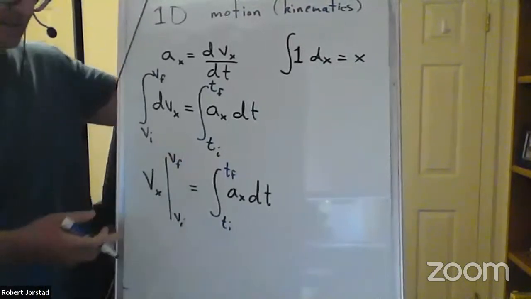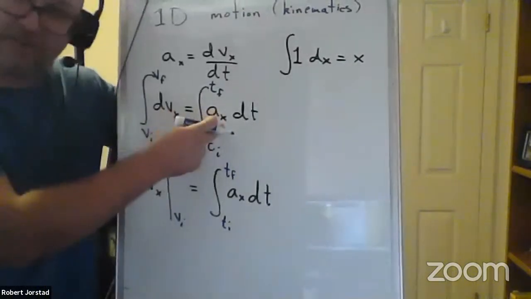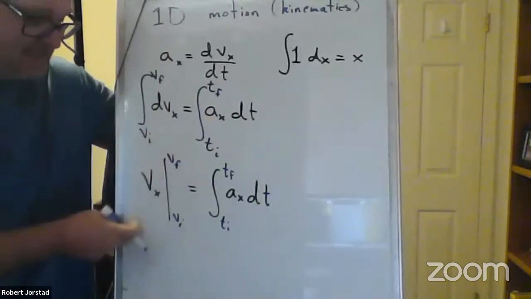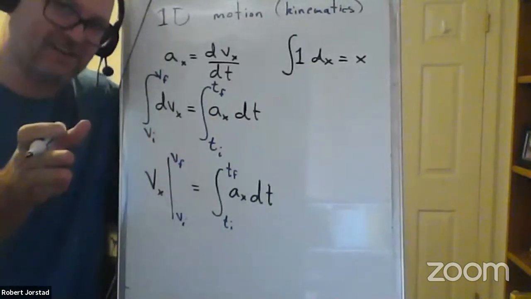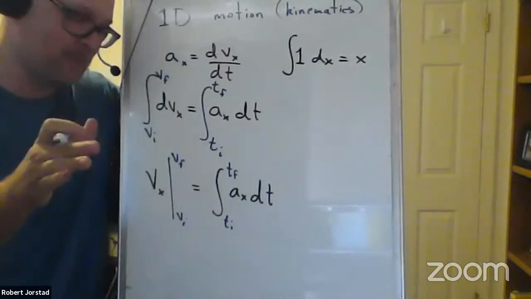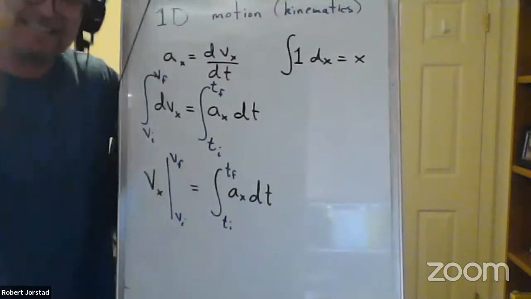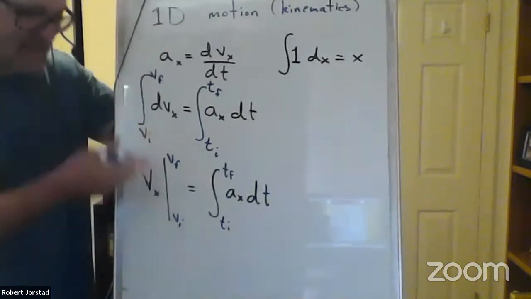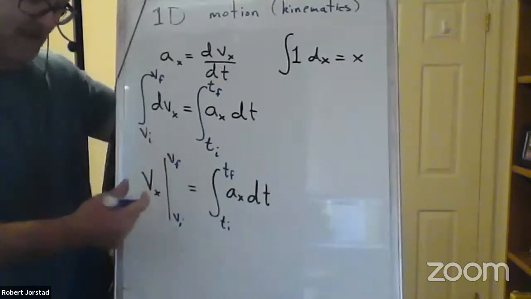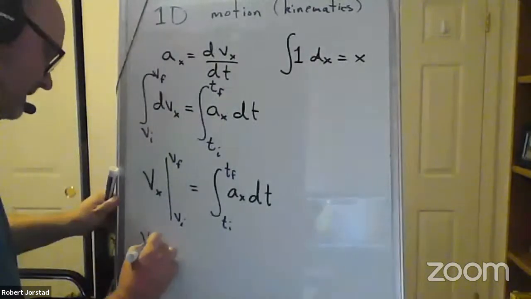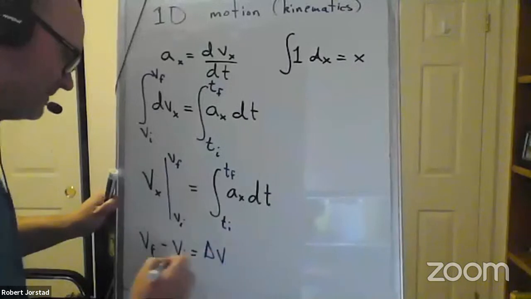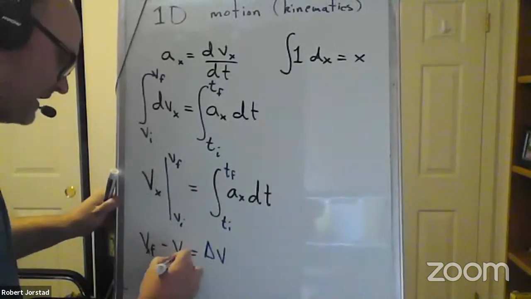The idea here is velocity is not the integral of a dt. Change in velocity is the integral. Do you see the subtle difference there? Velocity is not the integral of a dt, change in velocity is. When I work this out, I get V final minus V initial. That's delta V. And I guess this is X, so I'll put an X there.